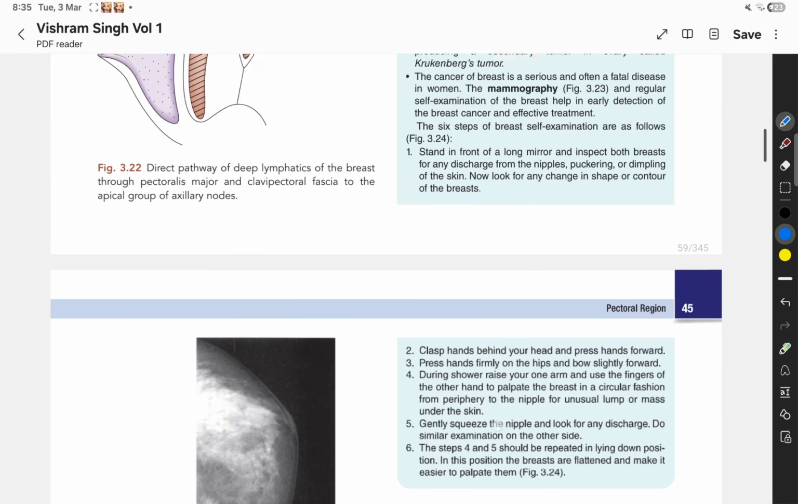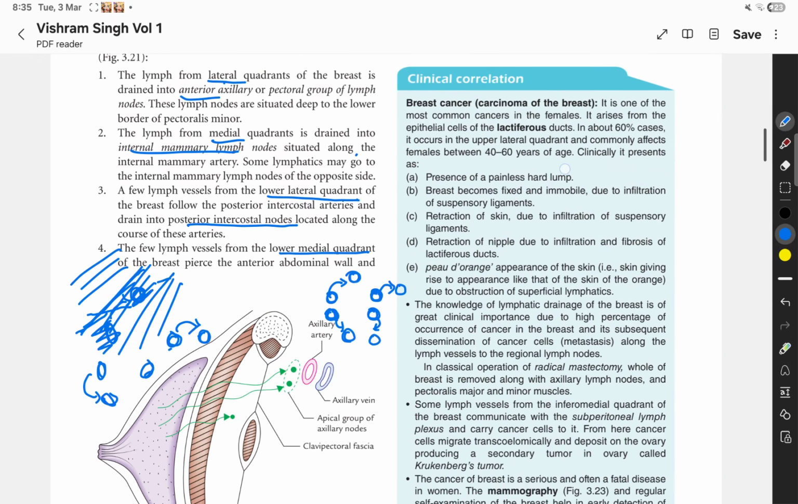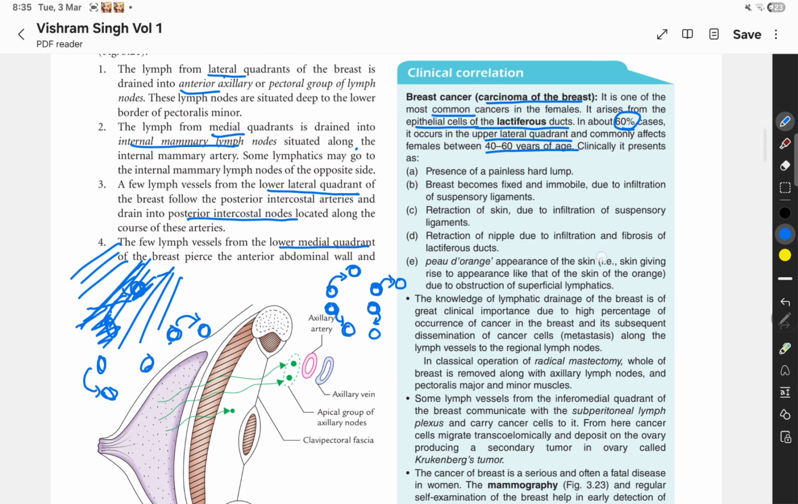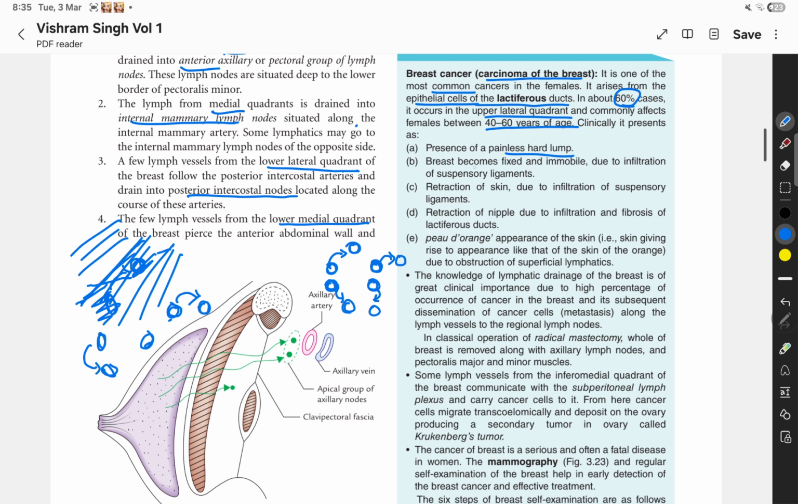Next, we will study breast cancer. Breast cancer is known as carcinoma of the breast. It is one of the most common cancers in females. It arises from the epithelial cells of lactiferous ducts. In about 60% of cases, it occurs in the upper lateral quadrant and commonly affects females between 40 and 60 years of age. Clinically, it presents as a painless hard lump.